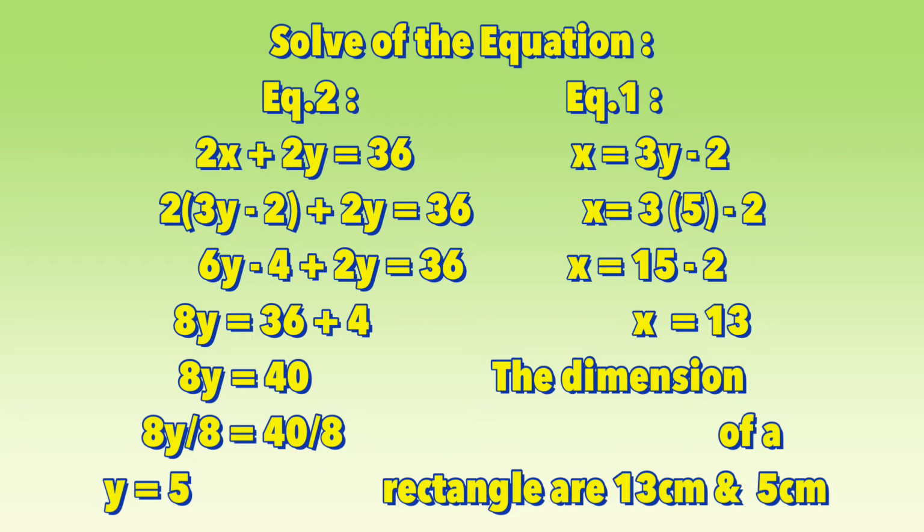Next, solve for x using equation 1. Equation 1 is x equals 3y minus 2. The value of y is 5, so we substitute: x equals 3 times 5 minus 2. Then 3 times 5 equals 15, minus 2, and 15 minus 2 equals 13. So the value of x is 13. Now the dimensions of the rectangle are 13 cm and 5 cm.